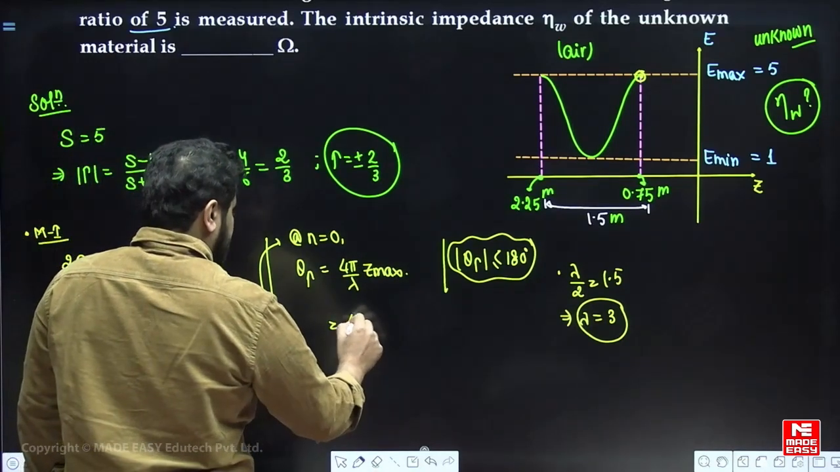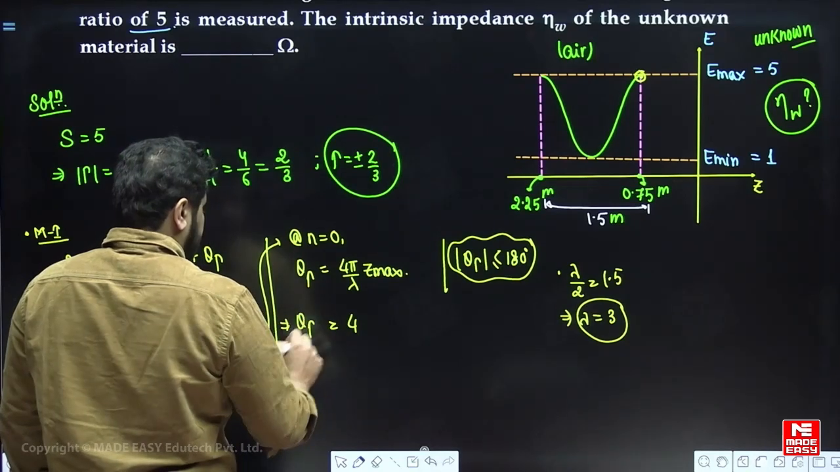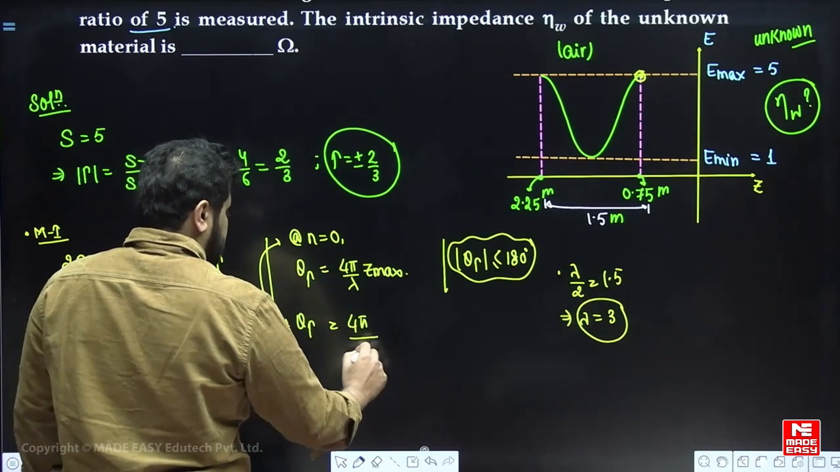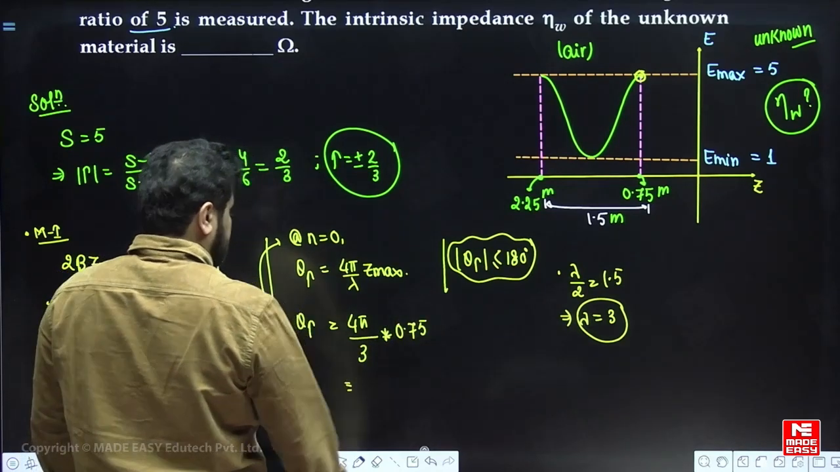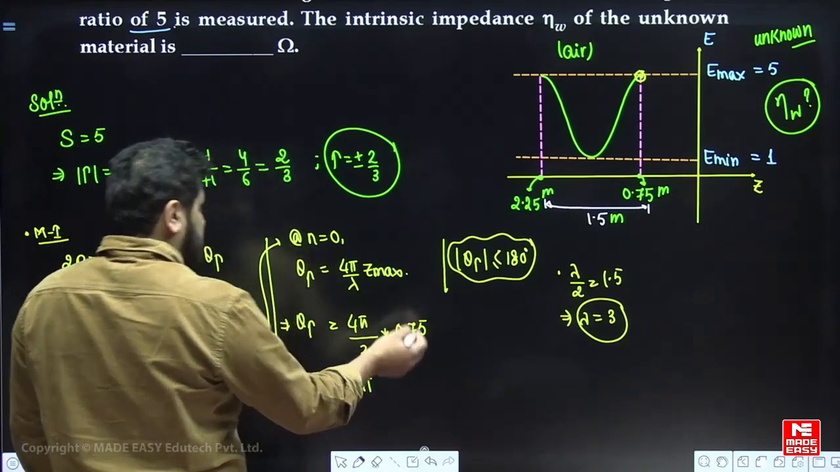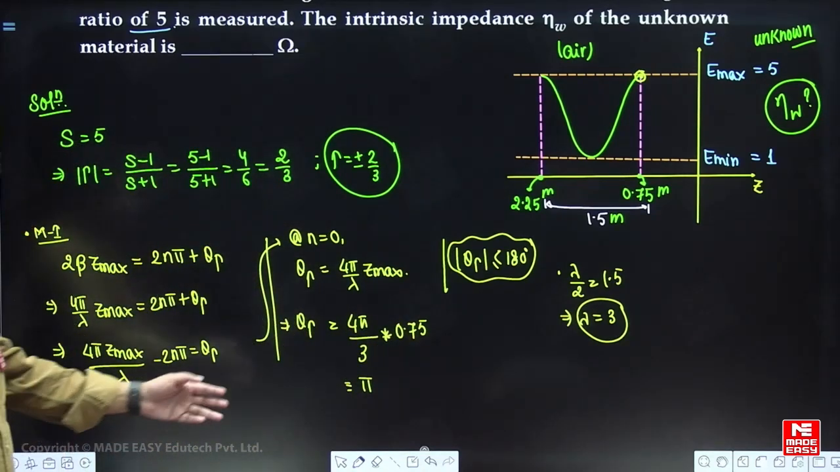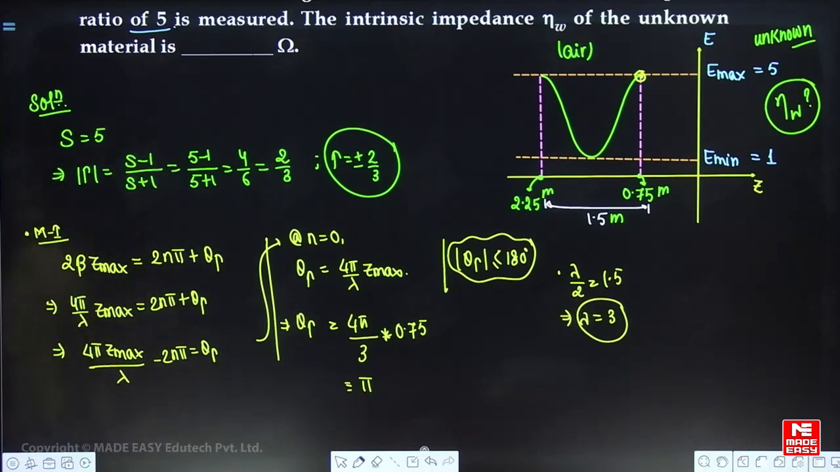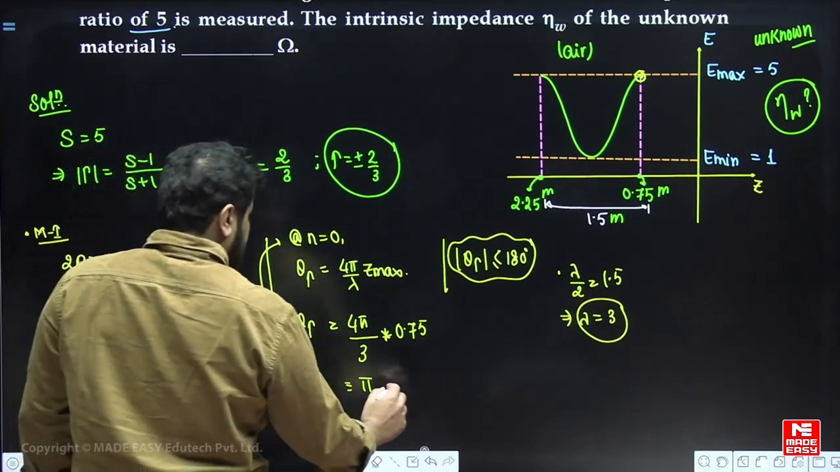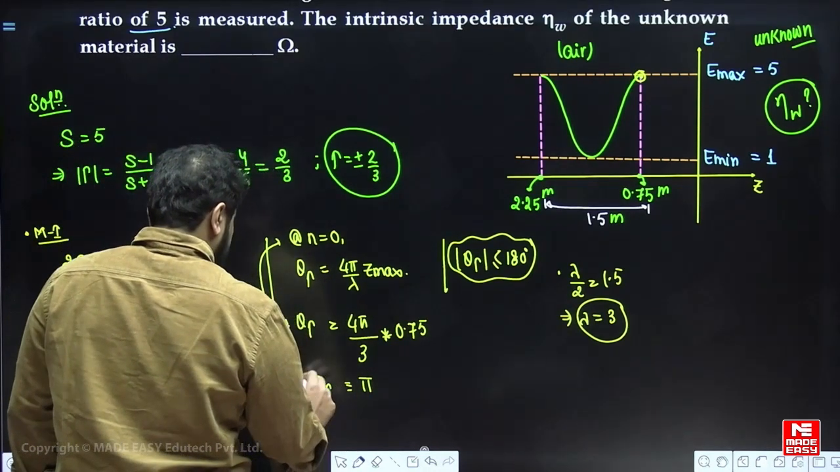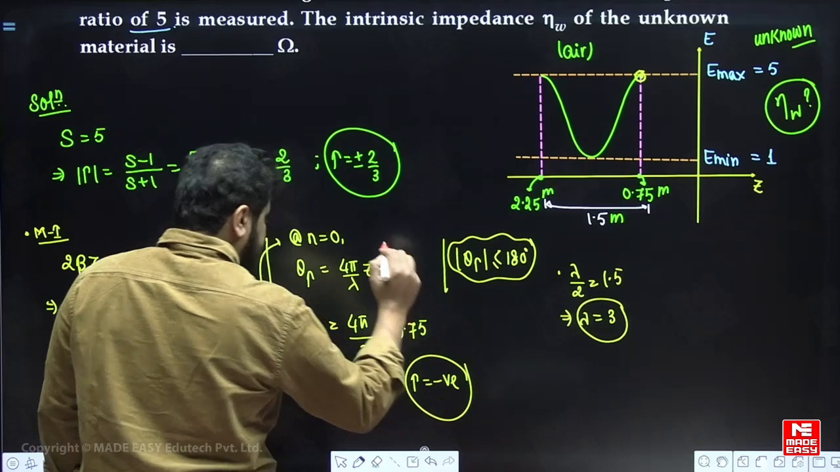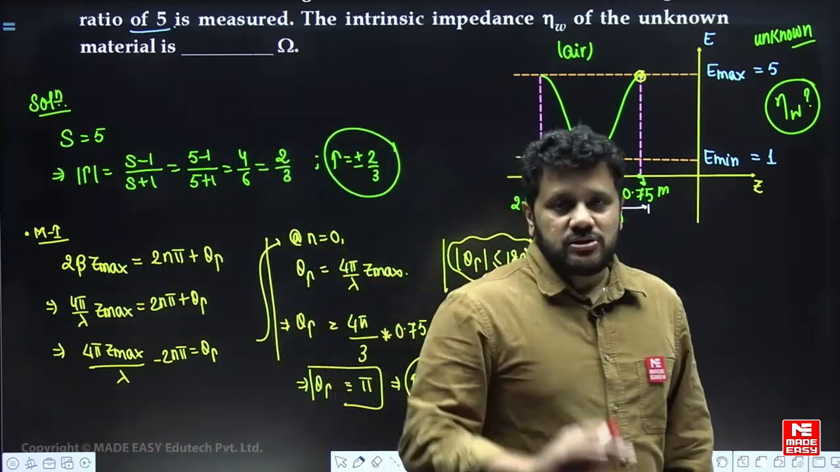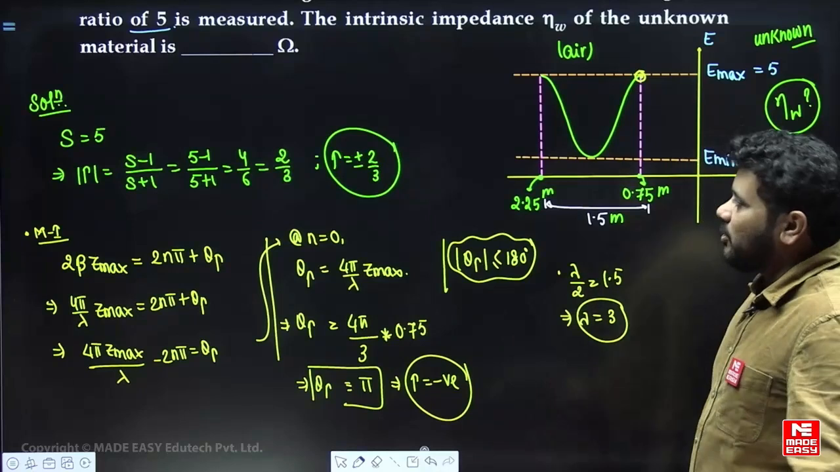So therefore I can say that theta gamma is equal to 4 pi, lambda is how much? 3. Z maxima is how much? 0.75. So this is how much? This is pi, because 0.75 into 4 is 3 only, correct? So this is pi. Therefore I am getting theta gamma equal to pi. So what does this signify? It signifies that gamma is negative. So this is one way to find whether gamma is positive or negative.